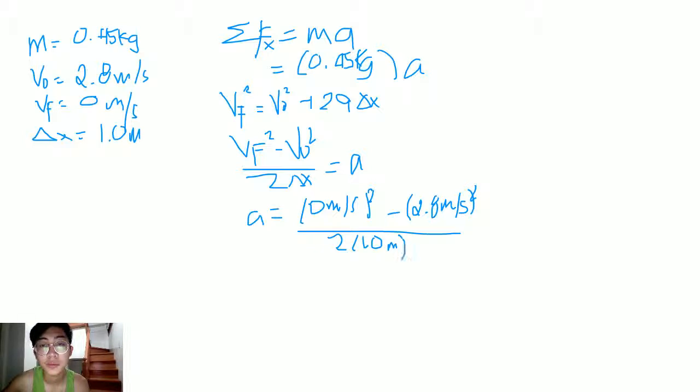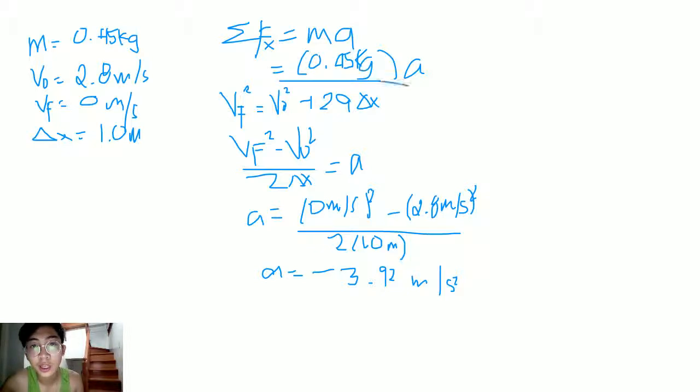So, A will be, pag input natin sa ating calcu, 0 squared minus 2.8 squared all over 2 times 1 meter. That would be negative 3.92 meters per second squared. Huwag kakalimutan ang unit na ang ating acceleration is squared na. Kung i-compare natin sa velocity, m/s lang ang ating velocity. So, ngayon, may acceleration na tayo. We can solve for this equation na.